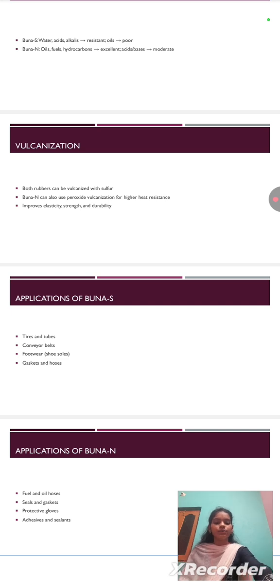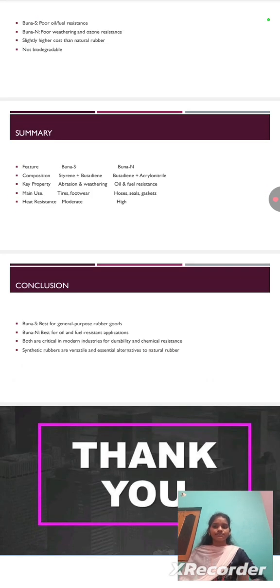And next we have the conclusion. Buna-S is best for general purpose rubber goods. Buna-N is best for oil and fuel resistant applications. Both are critical in modern industries for durability and chemical resistance. Synthetic rubbers are versatile and essential alternatives to natural rubber. So this is what I have in my presentation.